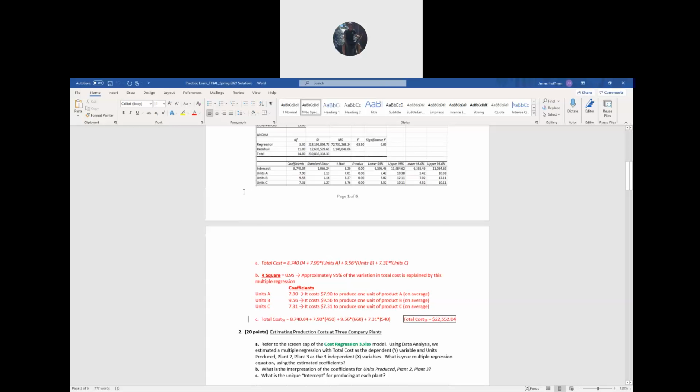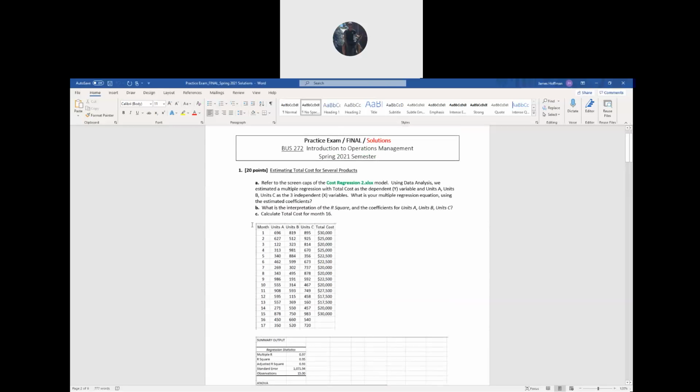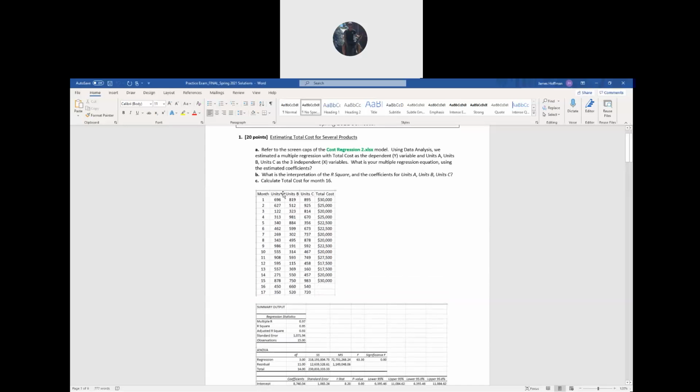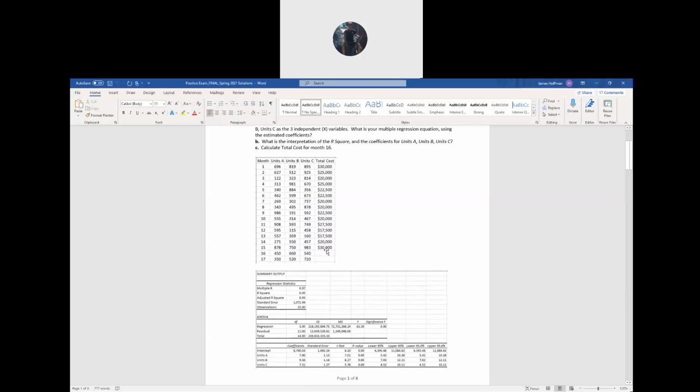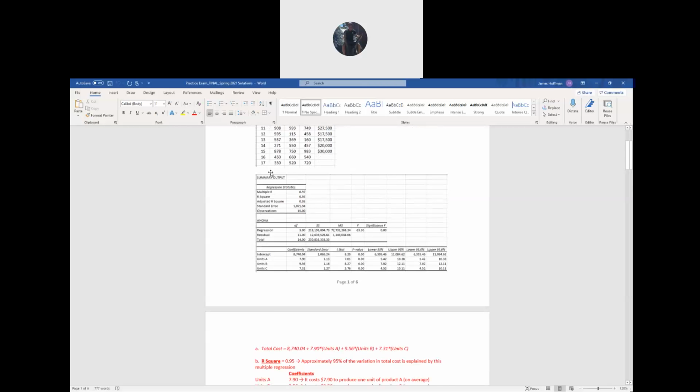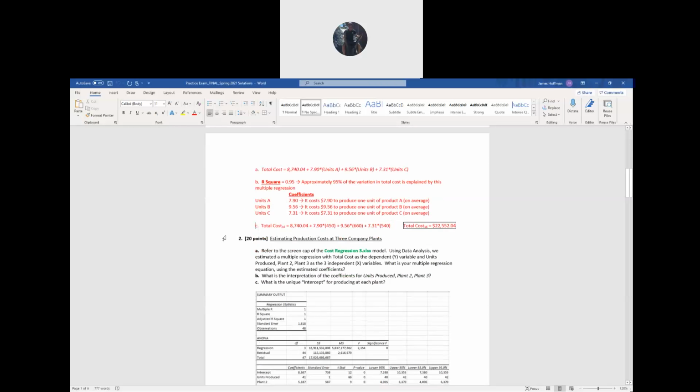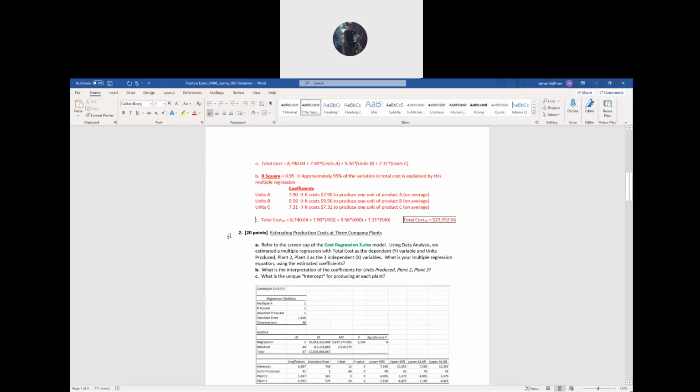All right, then what did question C ask? Question C asked, get total cost for month 16. All right, so make sure you look at the exact month that the question is asking. So here we have a blank for 16 and 17. It's only asking for 16, so don't worry about 17. Okay, so part C, total cost for month 16, is just plugging into this equation.